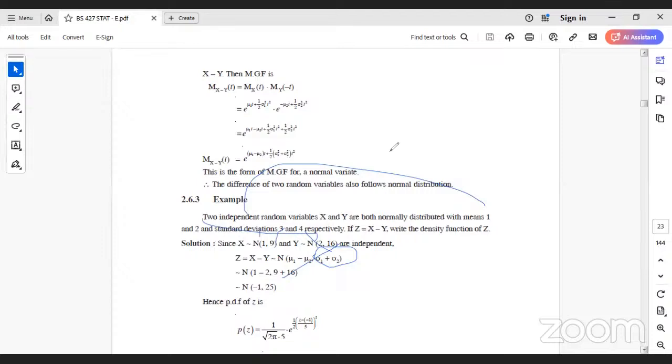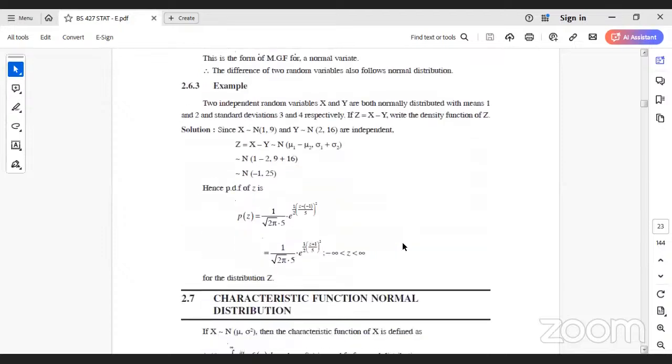Hence the PDF of Z is p of z equals 1 by root 2 pi into 5 into e power minus 1 by 2 ((z minus (minus 1)) by 5) whole square. So see here, all of you, this is z minus of minus 1, that is z plus 1, with the condition minus infinity less than z less than infinity. Clear?